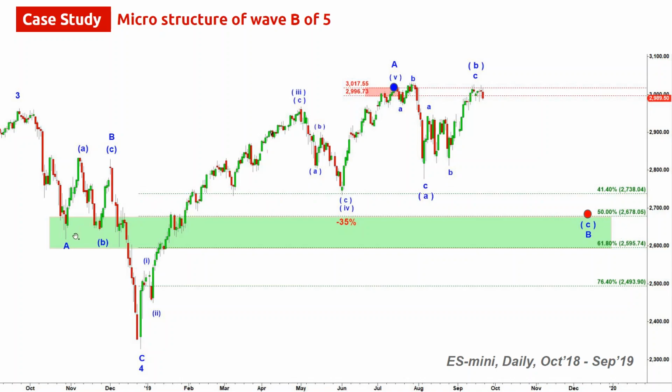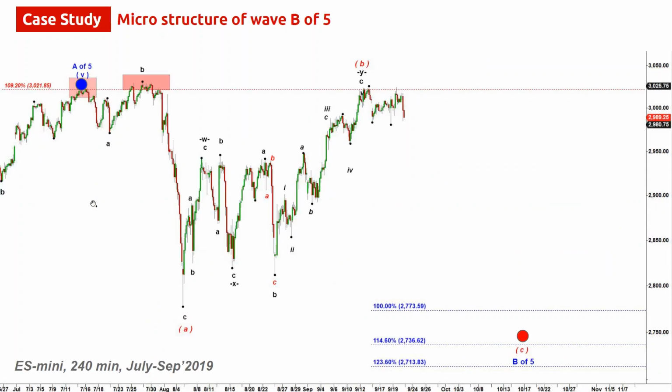So it could be a big demand zone, but we will be able to make a much more precise estimation of where that move down can bottom as soon as we get closer to its completion. And I will show you in this video how you can use micro counting based on 5-minute charts to make really precise predictions. Let's move on.